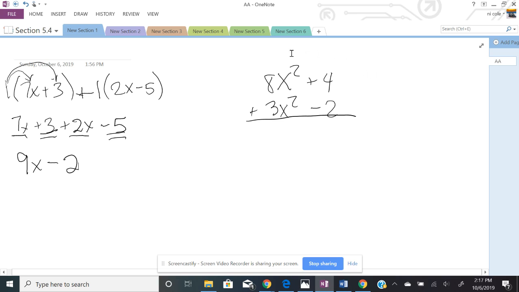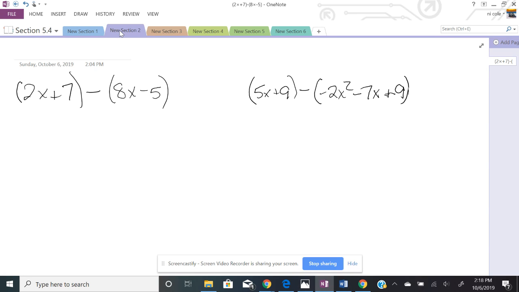Okay, another way you can see these is something like this. And here you line up your like terms underneath each other. So remember when we filled in the blanks with missing terms, this is where you would want to make sure that you put 0x's in so that you don't have things lining up where they're not supposed to. So in here I can do 8 plus 3 is 11x squared, and 4 plus negative 2 is plus 2.